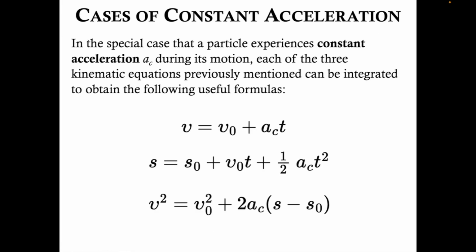In the special case that a particle experiences constant acceleration a sub c during its motion, each of the three kinematic equations previously mentioned, the time derivative equations, can be integrated to obtain the following useful formulas. Here are those three equations. v equals v naught plus a sub c t, s equals s naught plus v naught t plus one half a sub c t squared, and v squared equals v naught squared plus 2 a sub c times s minus s naught. Now remember that the subscript of 0, which we refer to as naught, means t equals 0. And t here is some elapsed time period, so we could also call it delta t instead of t.